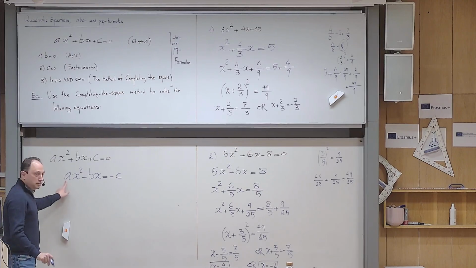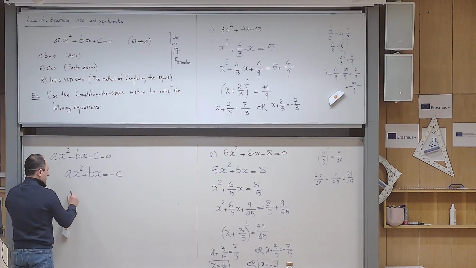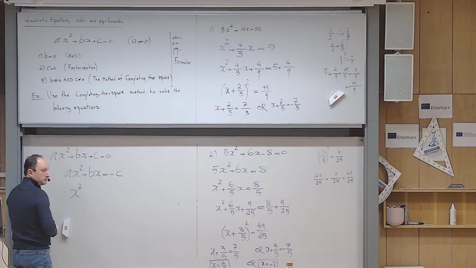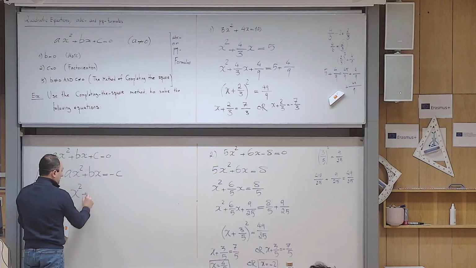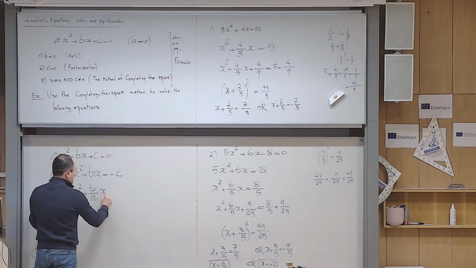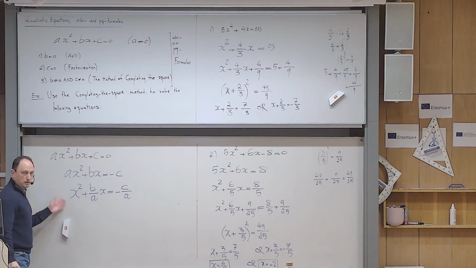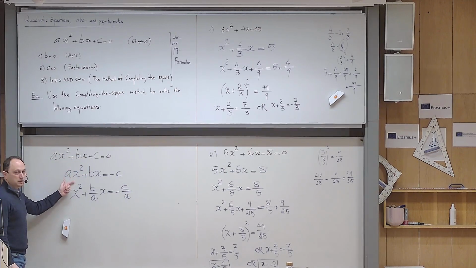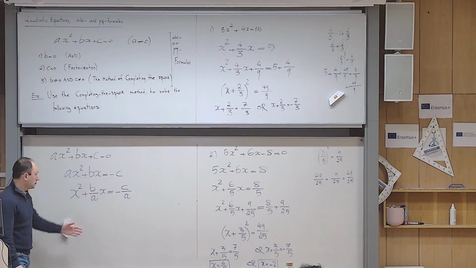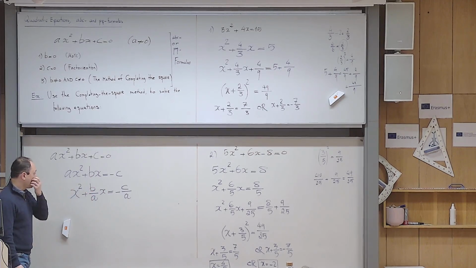Divide by this number, but it was a number before, it is a letter here now. I divide by A. This becomes X squared. This B becomes B over A, X. On the right-hand side, C over A. So you see, I'm using exactly the same algorithm. I'm moving C to the other side. I'm dividing by this number. But because these are letters, not numbers, I have to live with algebra rather than calculations.